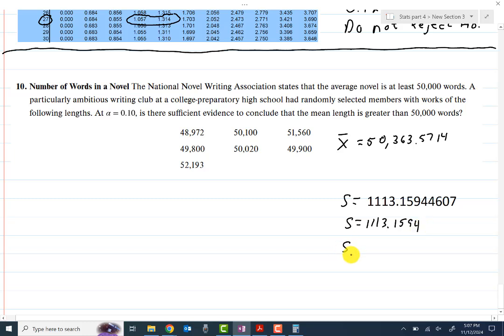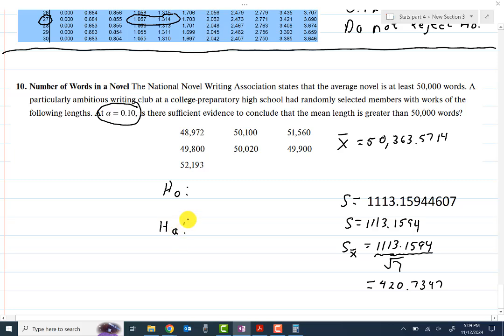Then I'll need to do S sub x bar. That'll be 1113.1594 divided by the square root of... Now let's see how many people were in here. Here's our alpha. We have an n of 7, for 420.7347. And let me get my H naught and my HA. So while we're here, oh, there's 7. The n is 7. I hope you can see, you just count them up. So the degrees of freedom is going to equal 6.